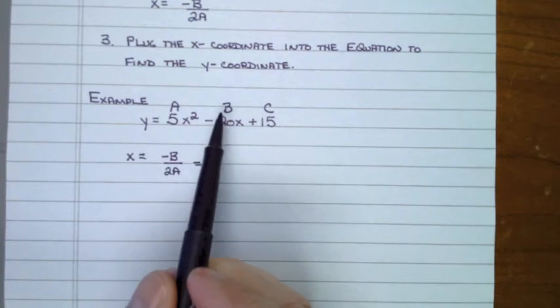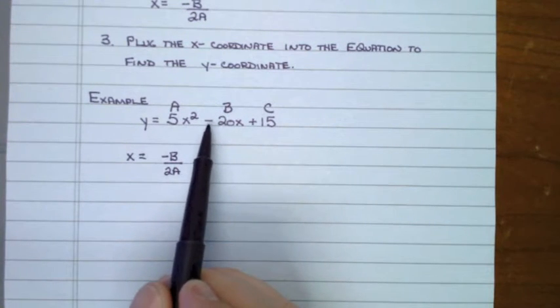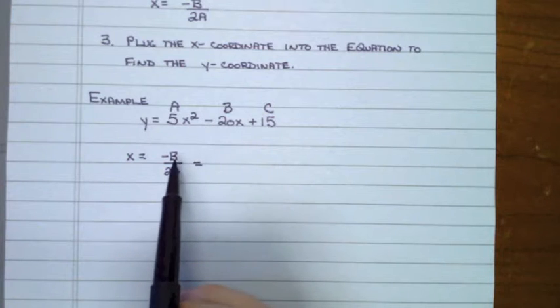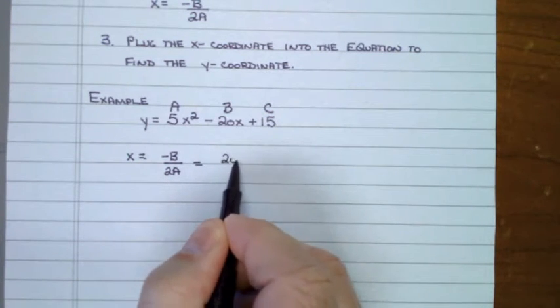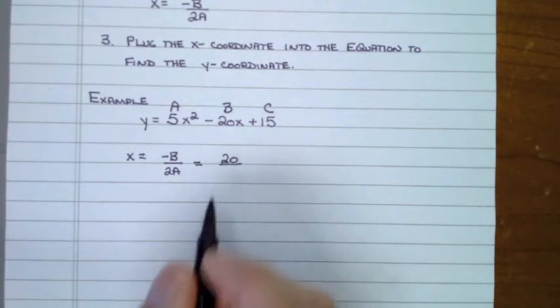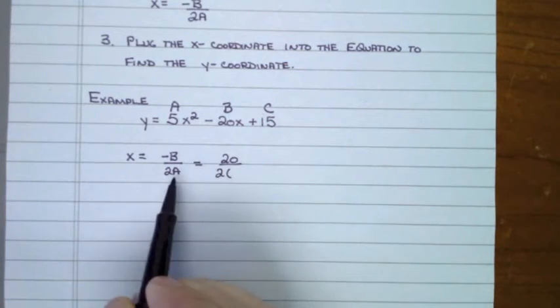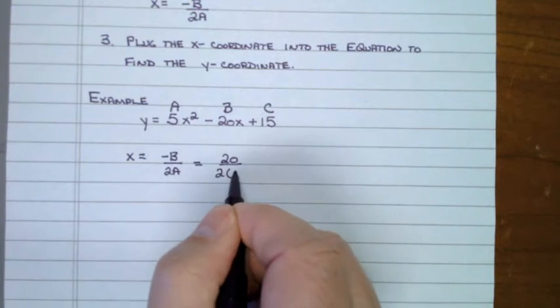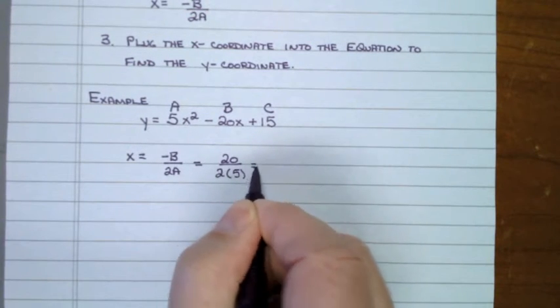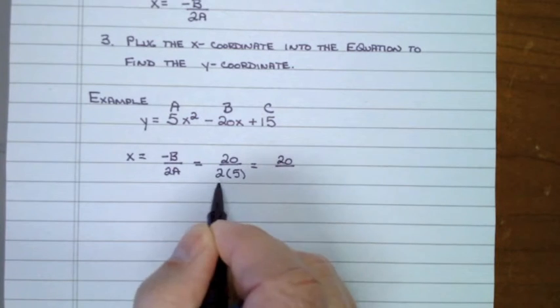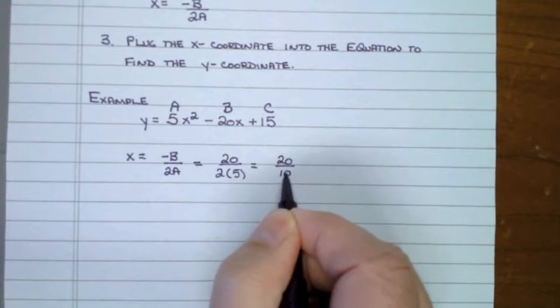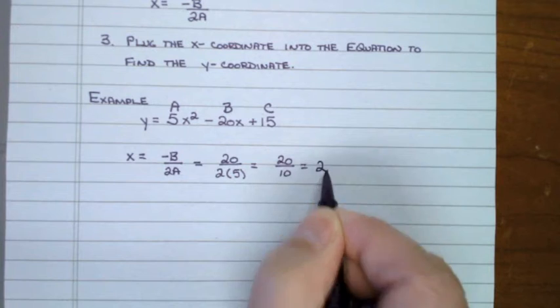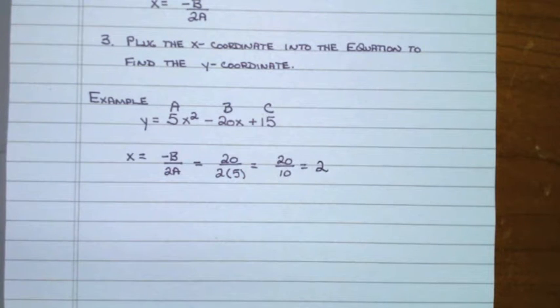Negative b means the opposite of b up here. This is negative 20, so when I put it into the formula, a negative and a negative is going to make a positive. Then I need to take 2 times whatever a is. This number right here is going to be my a. I multiply the bottom. 2 times 5 is 10. I divide. My x coordinate is 2.